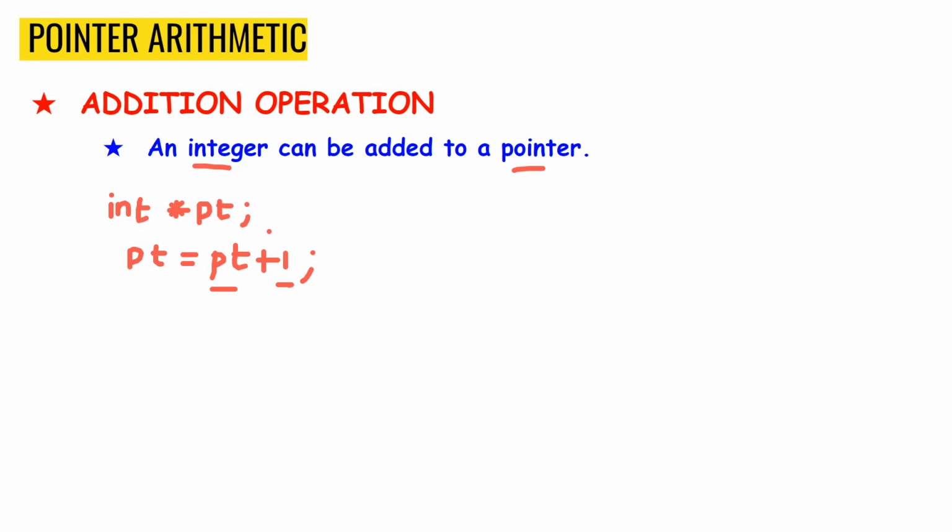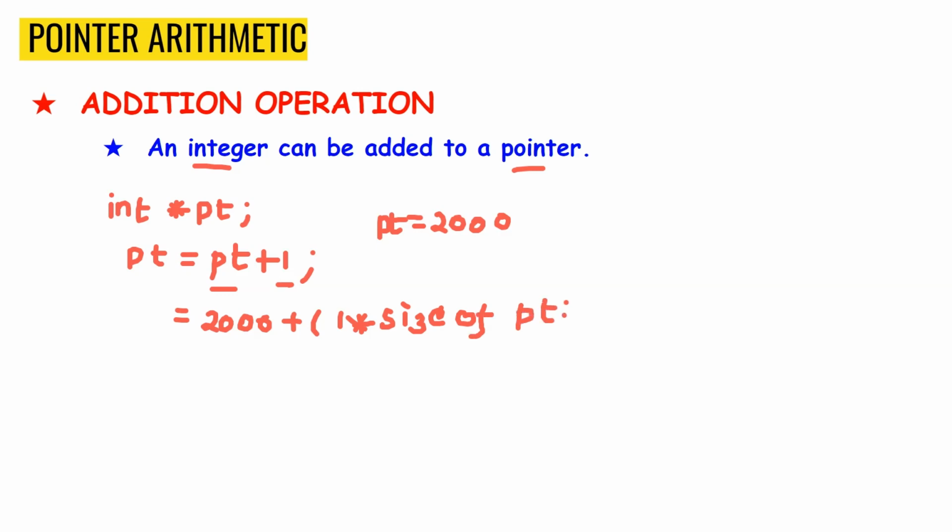This addition does not operate like normal addition. Normal addition will just add 1 to the given number, but pointer addition is performed in a different way. How is it performed? For example, if the value in pt is equal to 2000, then the addition is performed as 2000 plus 1 into the size of the pointer type. So the pointer value is 2000 plus 1.